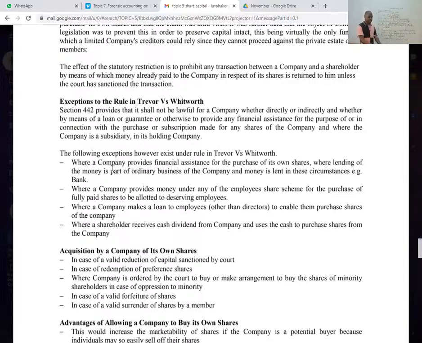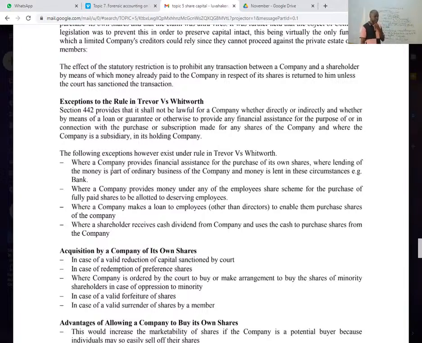Then under what exceptional circumstances can the company now directly purchase? So number one, in case of a valid reduction of capital sanctioned by the court. This one I'm going to explain just after this. Then in case of redemption of preference shares. You can remember what we learned about redeemable preference shares. I told you these are the shares the company can redeem. What is redeeming? Buying back of preference shares.